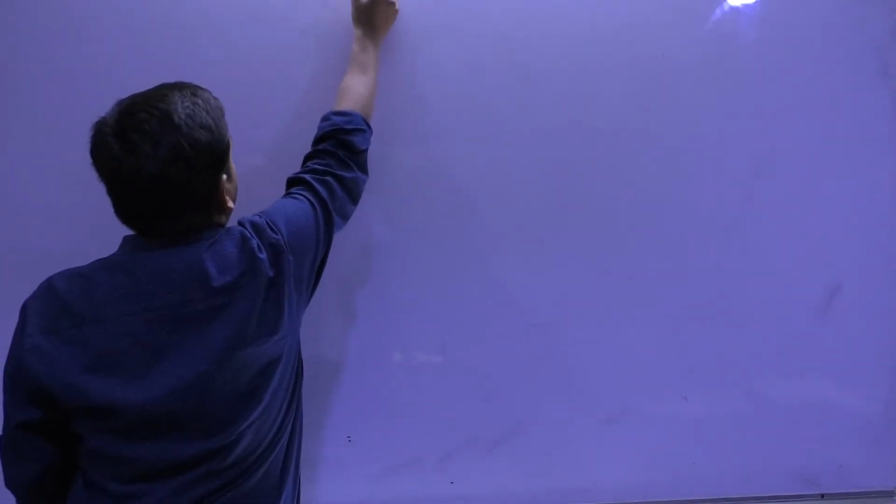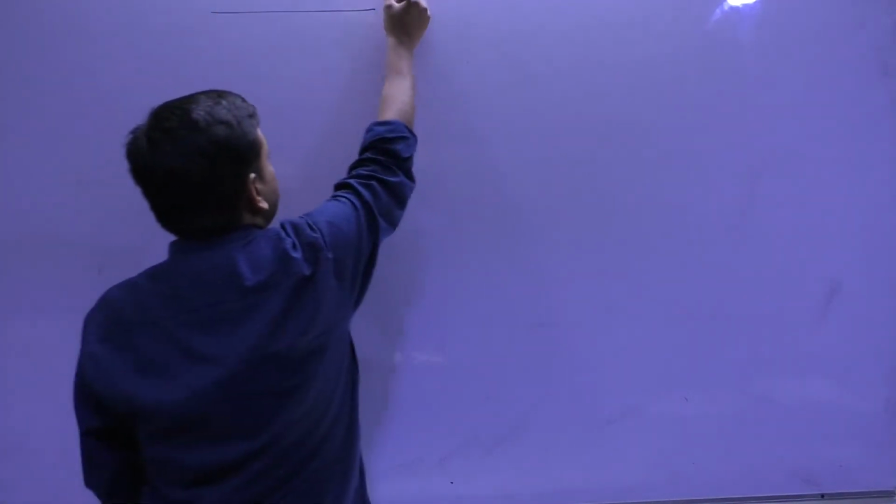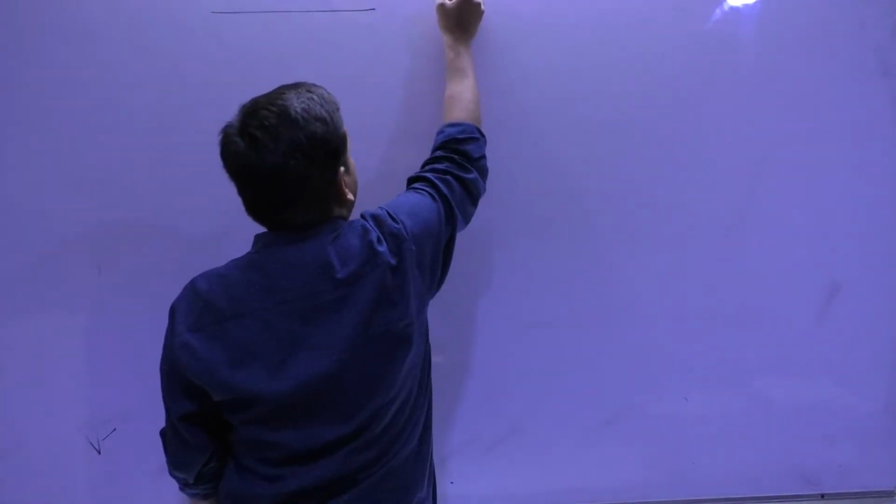Other is countability, or you can say countable sets. So what is the first task? Definition.